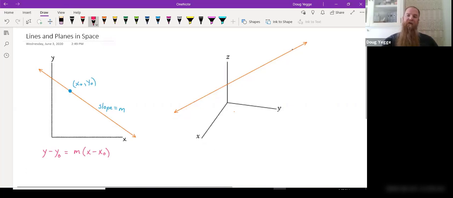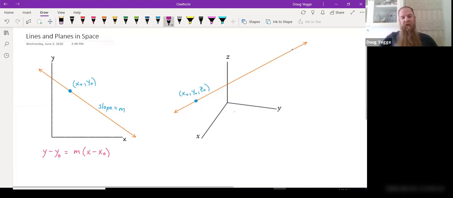Now we're going to see that this is somewhat analogous to what we eventually get for the equation of our line in 3 dimensions, and we're going to need to know something similar as well. One thing that we're going to need to know is a point that lies on the line. Only now, that point would be some 3-dimensional point, so x0, y0, z0. Let's just call that right there.